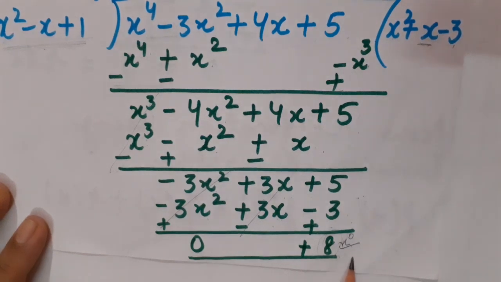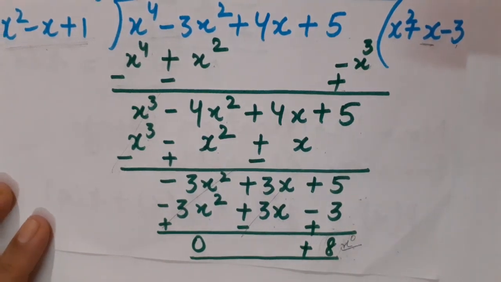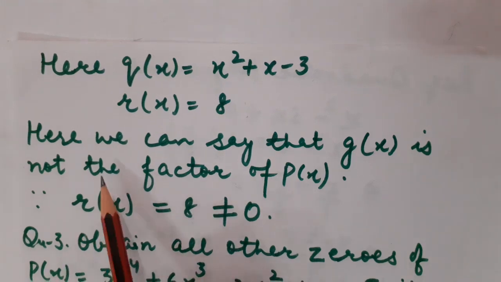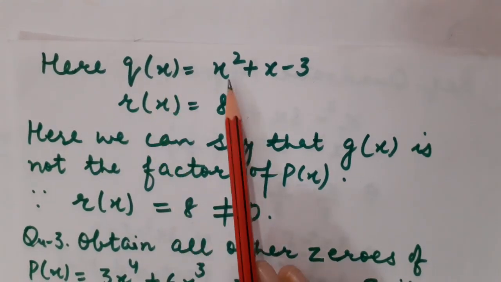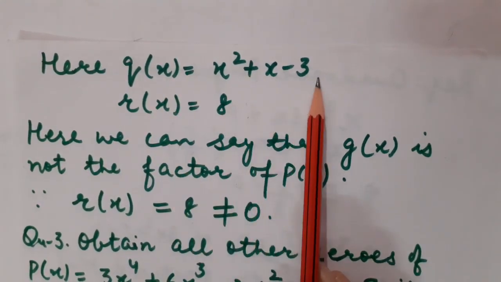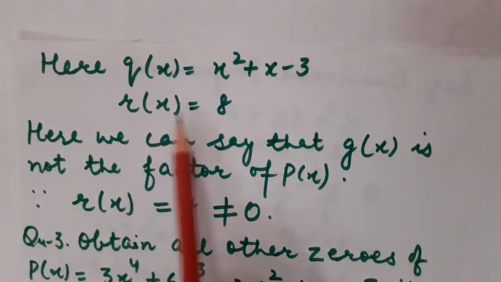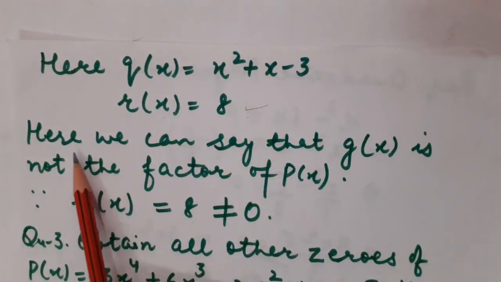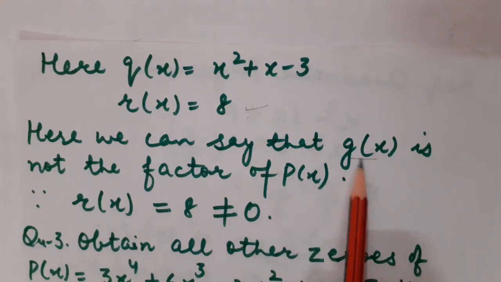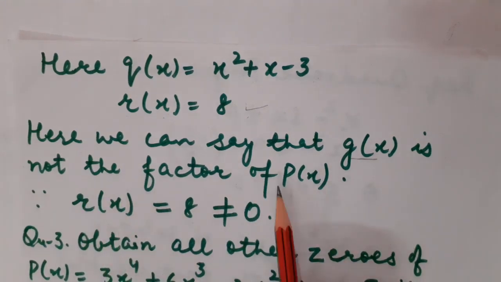Yes, of course, it can be written. Clear, children? Now, after dividing, I have got q(x) is equal to x square plus x minus 3. And what is r(x)? That is 8. Here, what can we say? Whether g(x) is a factor of p(x) or not.